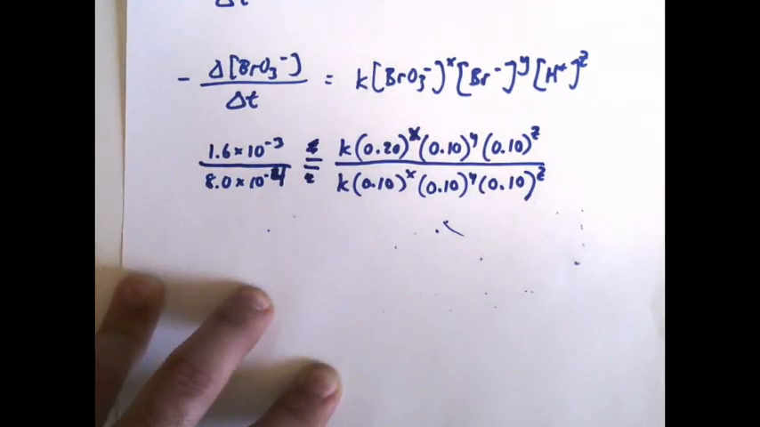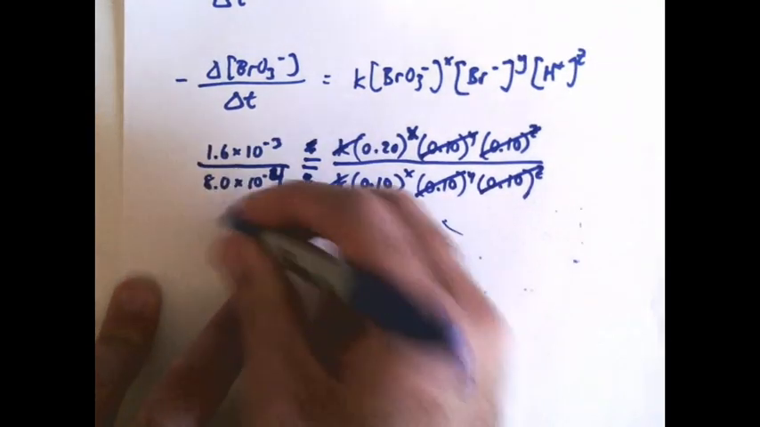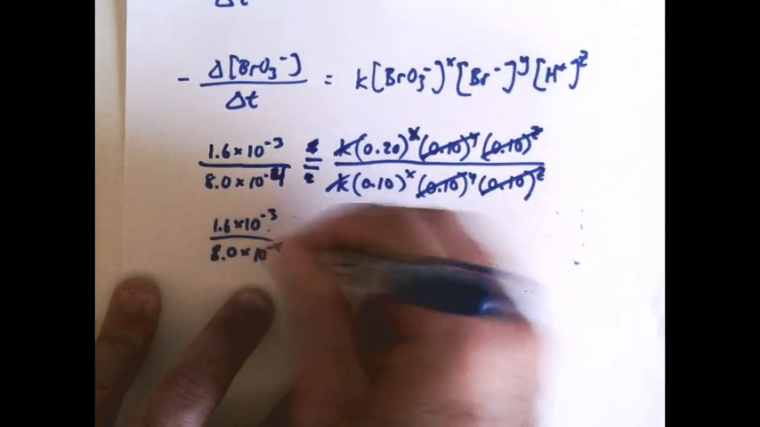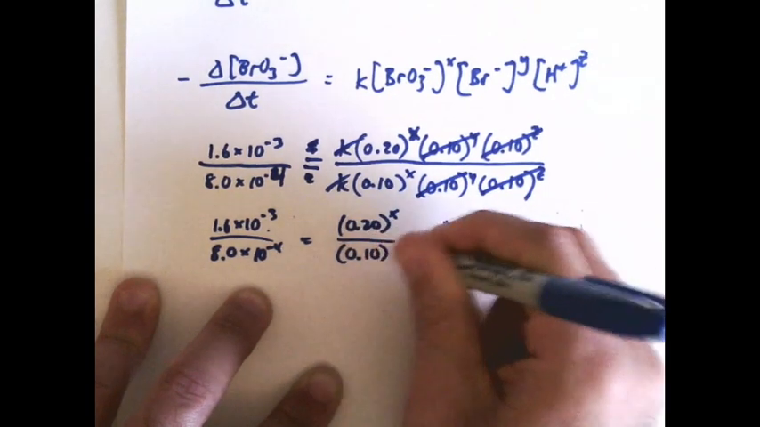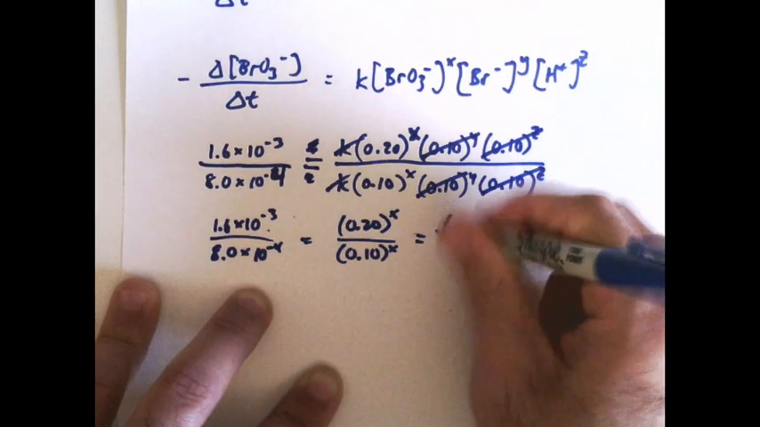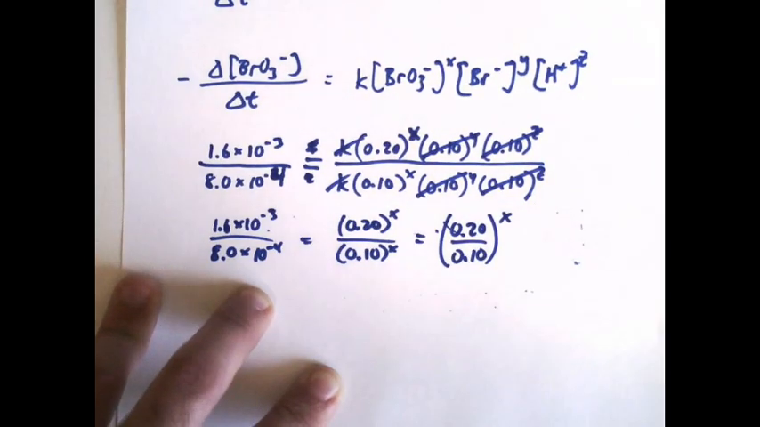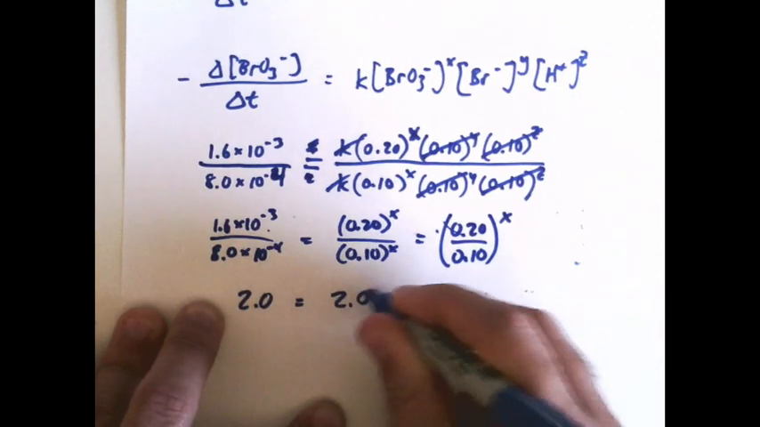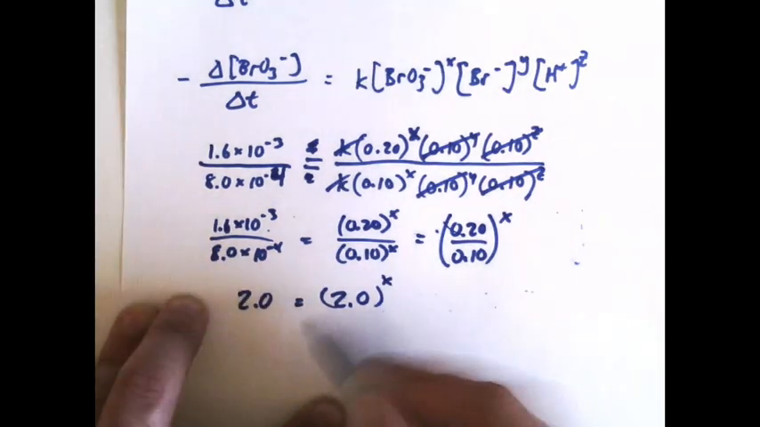Because if the top one's right and the bottom one's right, then dividing them by each other should give me a good equation. And when I do that, k cancels, and what I wind up with now is 1.6 times 10 to the minus 3 over 8.0 times 10 to the minus 4 equals 0.20 to the x over 0.10 to the x, which mathematically is the same thing as 0.20 over 0.10 to the x. And so now if I work out what those ratios are, we can see that this becomes 2.0 equals 2.0 to the x, because that's twice as big as that, that's twice as big as that. And the only way this works is if x is 1.